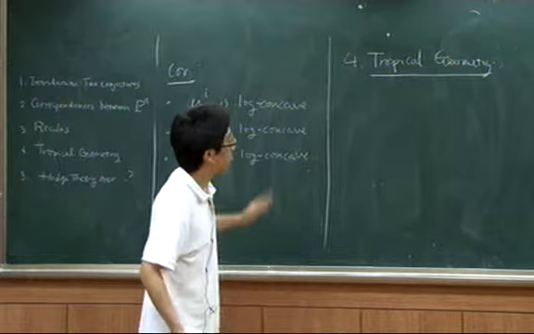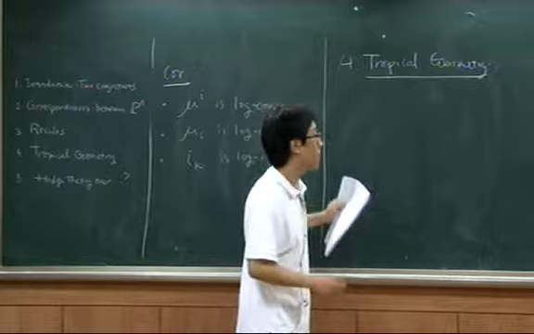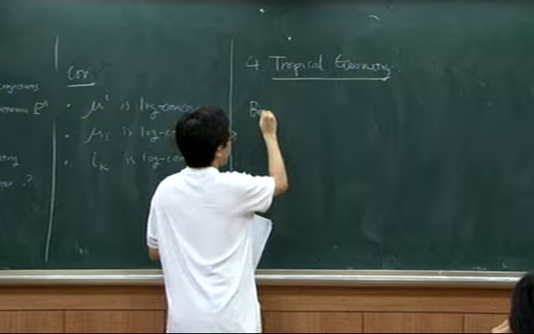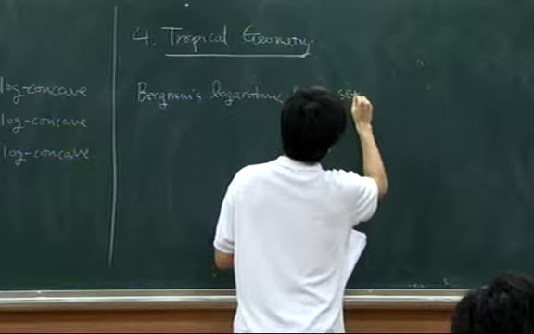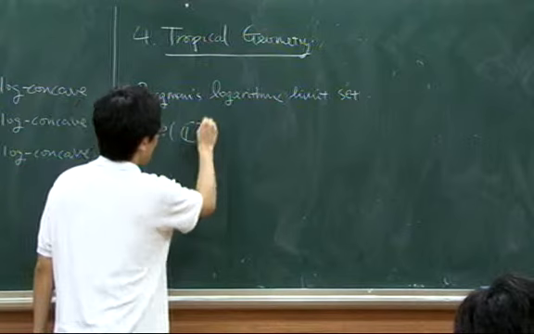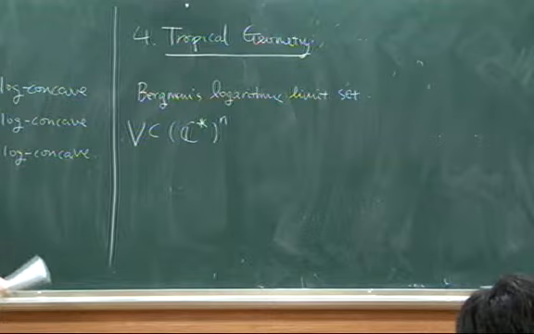Okay, I very quickly introduce what tropical geometry is. It started from the work of Bergman. He defined the so-called Bergman's logarithmic limit set. It is defined for any subvariety of an n-dimensional complex torus, say subvariety of dimension d.